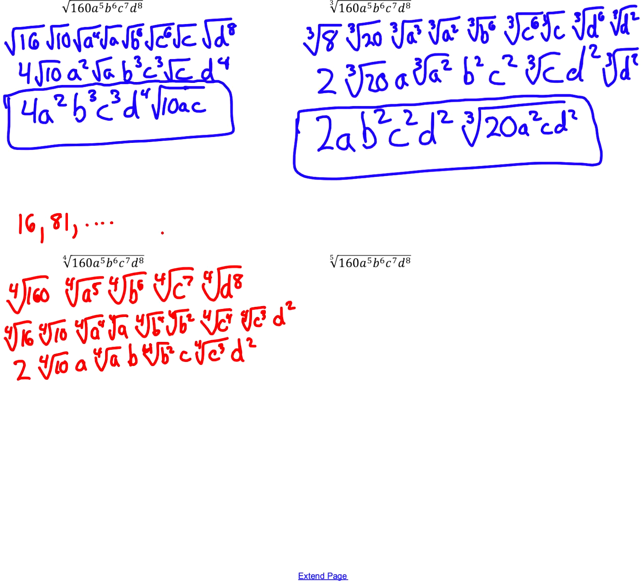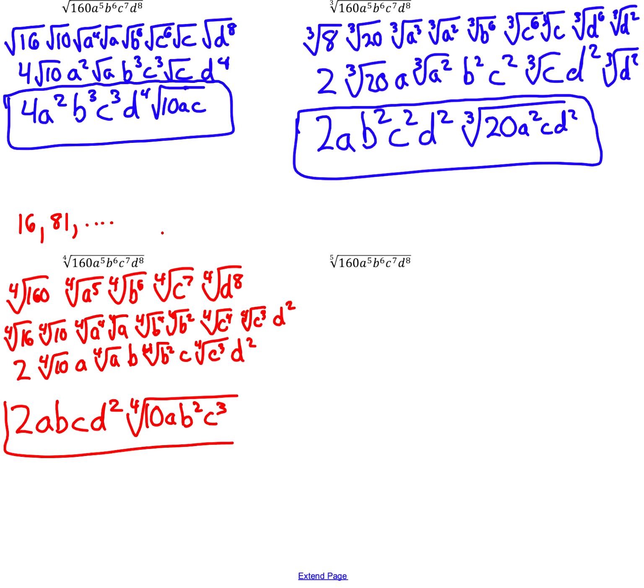D squared. And the process is still the same. Everything outside of the fourth root goes out front. So that would be 2abc times d squared. And then everything else gets under a fourth root. So it would be the fourth root of 10ab squared c to the third. And that is our simplified fourth root.